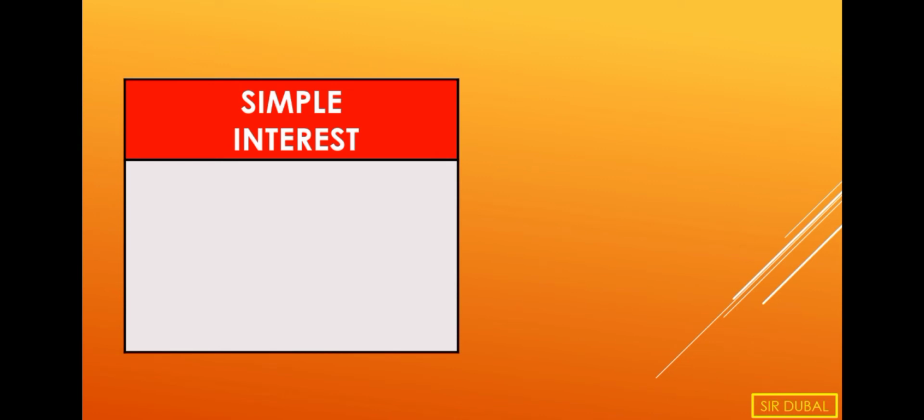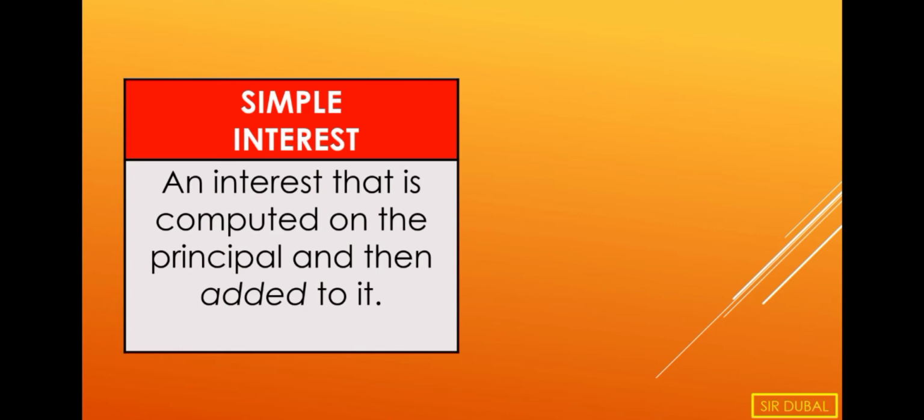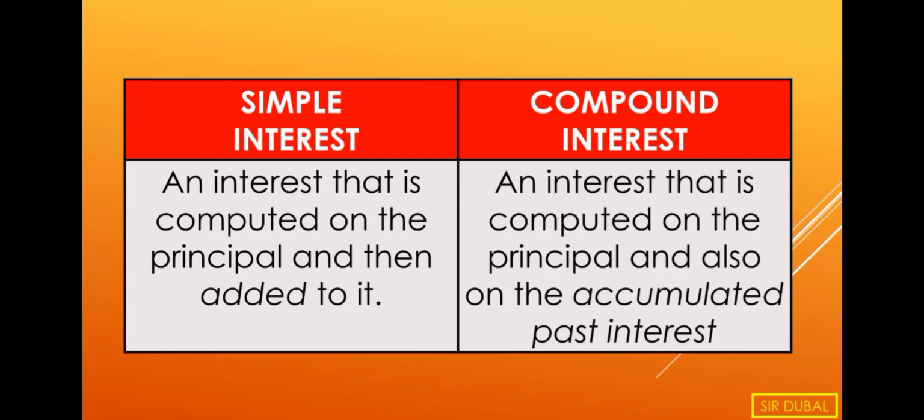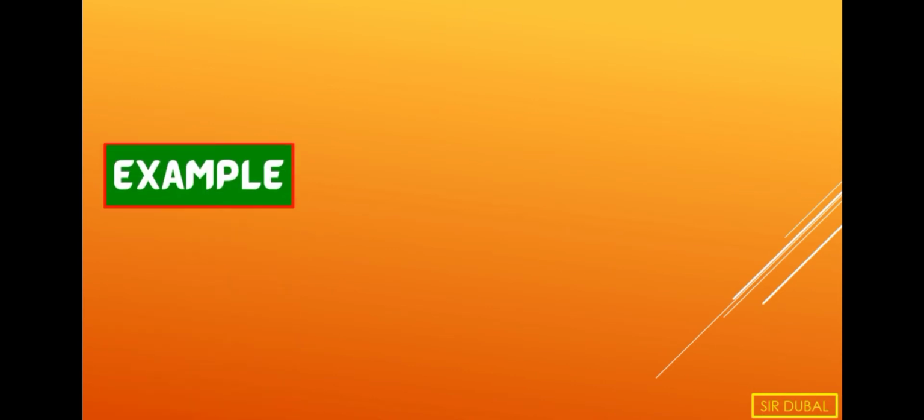Now, I'm going to present to you again the definition of simple interest, which states that it is an interest that is computed on the principal and then added to it. I'm also going to present to you the compound interest, which is an interest that is computed on the principal and also on the accumulated past interest. So to fully understand the difference between these two interests, I'm going to give you an example.